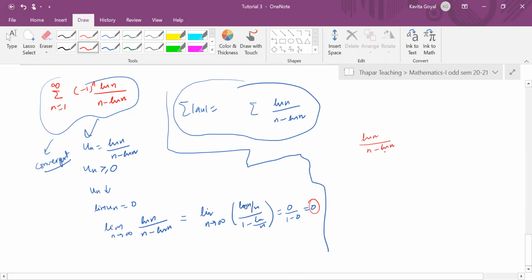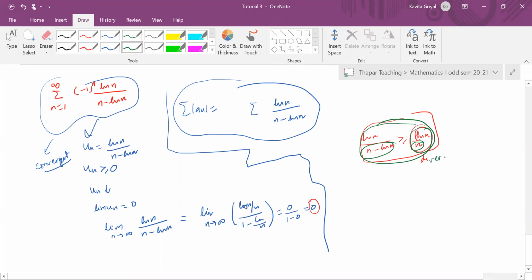For n greater than 1, 1 upon n minus ln n is greater than 1 by n. So ln n upon n into ln n is greater than ln n by n. And we know ln n by n diverges. So we can say that ln n upon n is divergent. Is it okay to everybody? Because here the denominator is less as compared to this, therefore this is true. Now this is divergent.